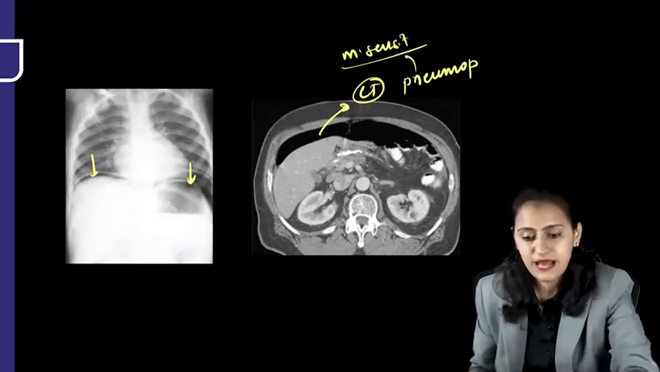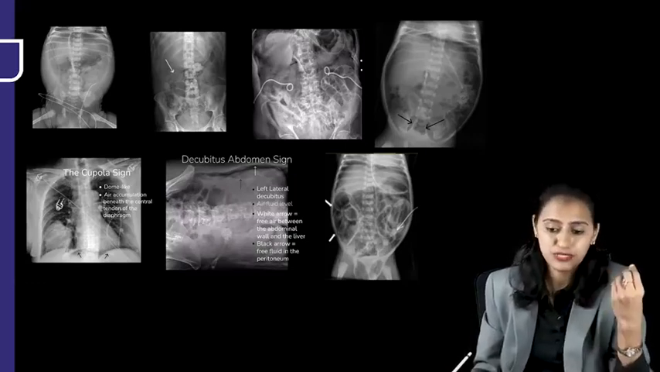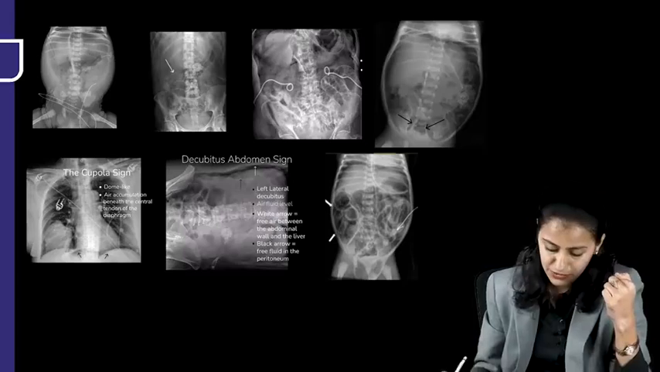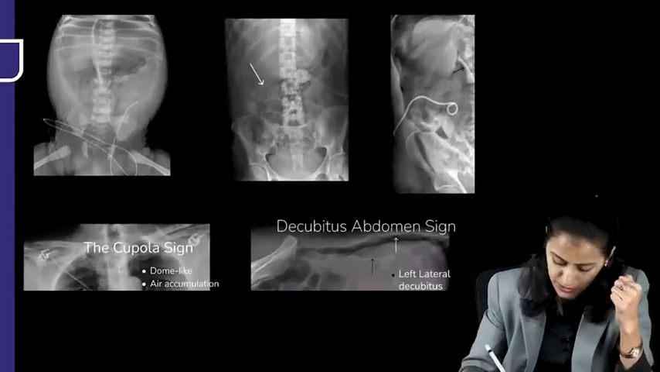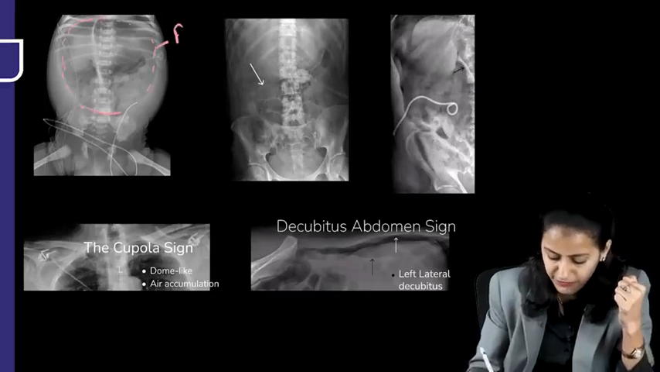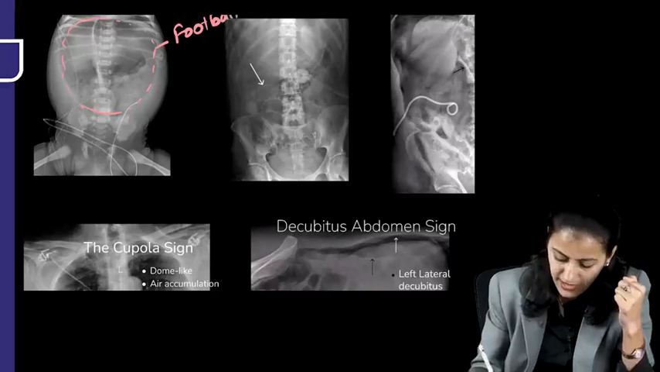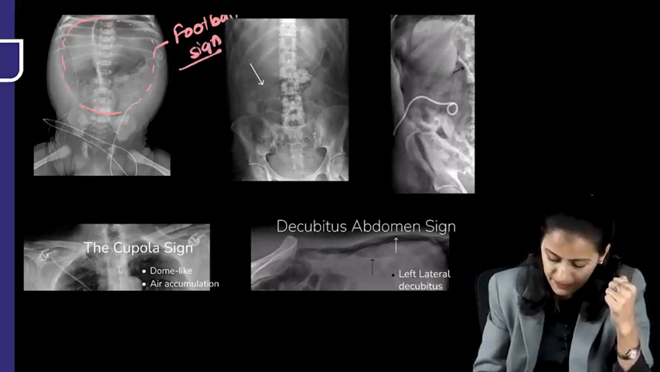The next that we have here is coming to the various signs in pneumoperitoneum. What are the various signs in pneumoperitoneum? First one, this has been asked in the recent INI-CET exam also. Look at this black, lucent air over the abdomen like a football. This is called as football sign.